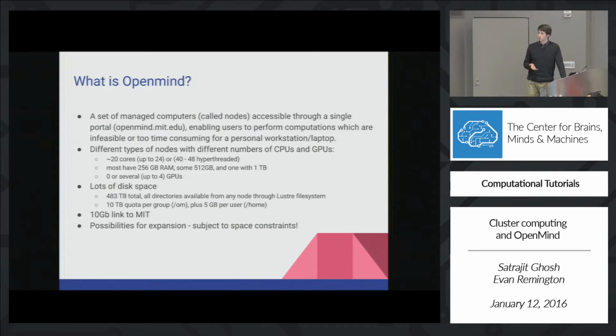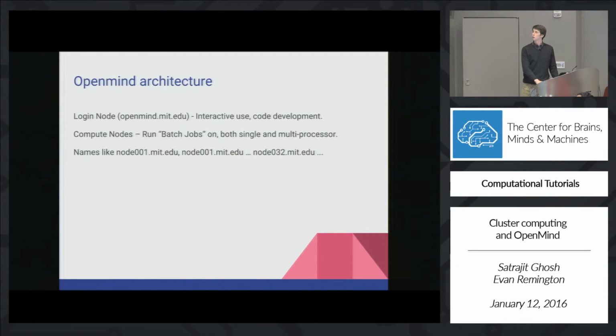There's lots of disk space, 483 terabytes total, accessible through any one of the nodes, although each group has a 10 terabyte quota plus a 5 gigabyte user space. And then this is all connected to MIT through a 10 gigabyte link, so everything should be super fast. There are possibilities for expansion, although this is subject to space constraints. We'll talk a little bit more about that after the tutorial.